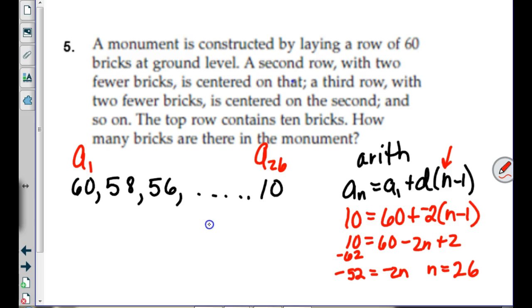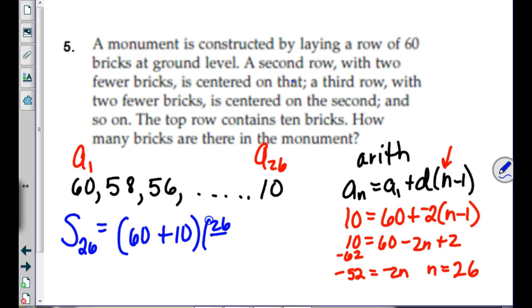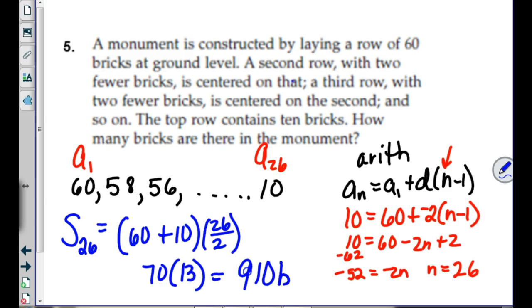Now what do we need? Yes, so what do we have to do? Sum, and it's arithmetic, so it's the sum of 26 rows would be, there we go. So 70 times 13 is 910. Did I do it right? Is that right or not? Someone checking my math? Okay. All right.